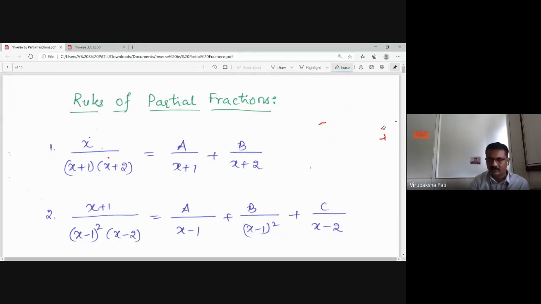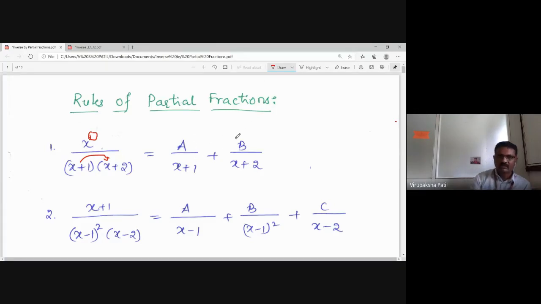Okay, now what happens, suppose you are having a function like this, x divided by x plus 1 into x plus 2. If you multiply this, the degree of the numerator is 1. If you multiply these two, it becomes x square. The degree of the denominator becomes greater than the degree of the numerator. So directly we cannot divide this numerator by denominator here, so we can call that a proper fraction, and we'll divide that into two partial fractions.